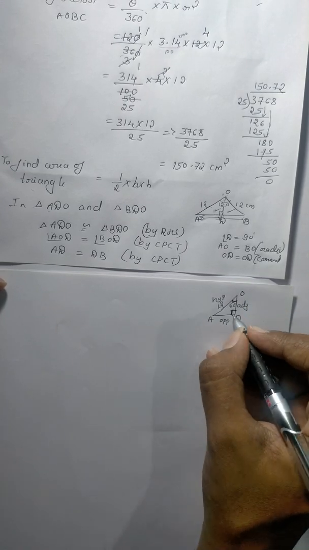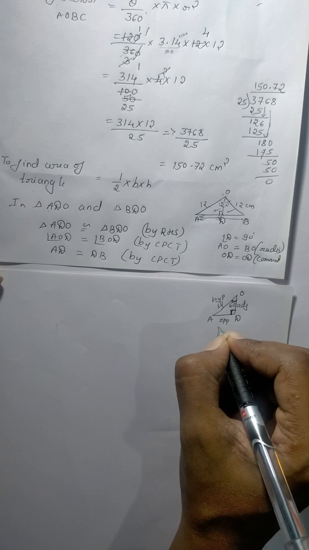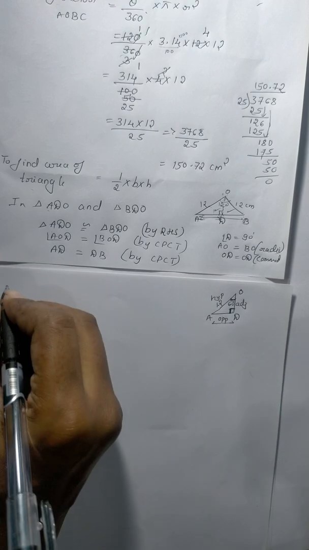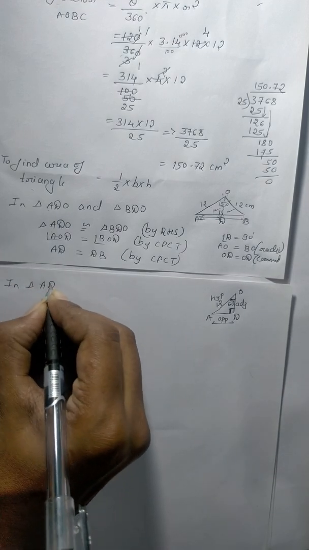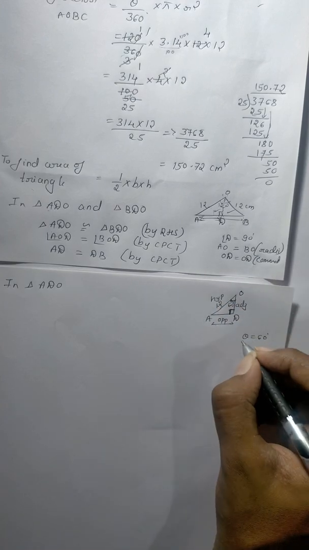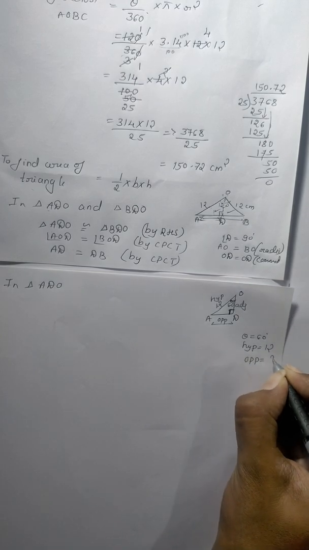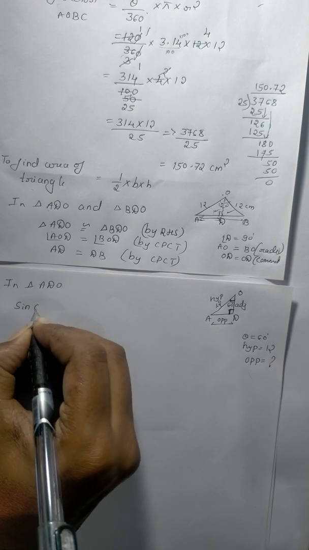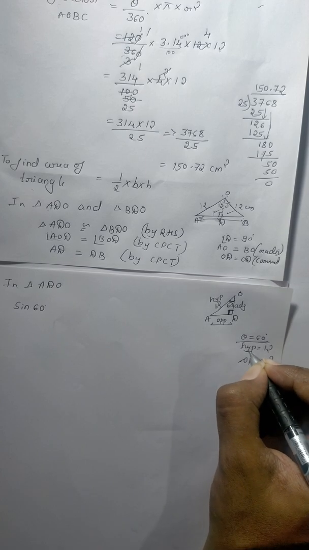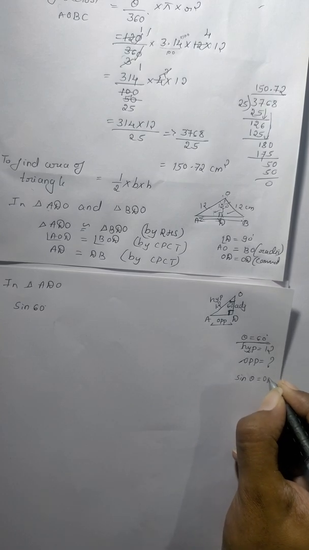Here we have the information of the angle and the hypotenuse, and we want the opposite side. We have one formula to calculate the side in triangle ADO. We have the angle theta as 60 degrees, and the hypotenuse. We have to find the opposite. So by using the trigonometry ratio, sine 60 degrees. Why sine? Because we have the hypotenuse and we have to find the opposite. We have the hypotenuse information, we don't have the adjacent. Sine theta is always the opposite divided by the hypotenuse.